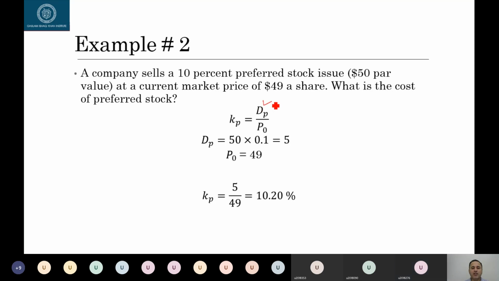So how do I calculate DP? I multiply 10% with 50 because dividend is calculated on the face value. So you get $5 as a dividend and the current market price is 49. So 5 divided by 49 is equal to 10.20%. So sometimes the information is not explicitly given. You have to calculate one of these, DP or P naught, and then you can apply the formula and get your answer.